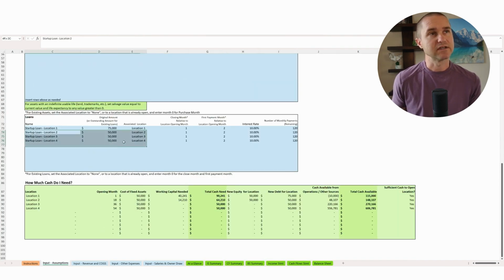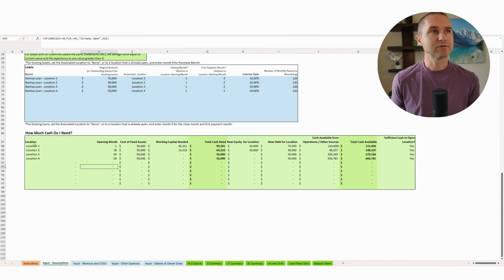Now there is a table. I should mention, you can have loans for each new location as well. And this table down here will show you how much cash you need. It's actually going to show you what your total cash available is as you open up each location and whether you have sufficient cash to open the location or not. So if this says no, if you don't have sufficient cash, it probably means you need to invest more or you need to raise more money from lenders.